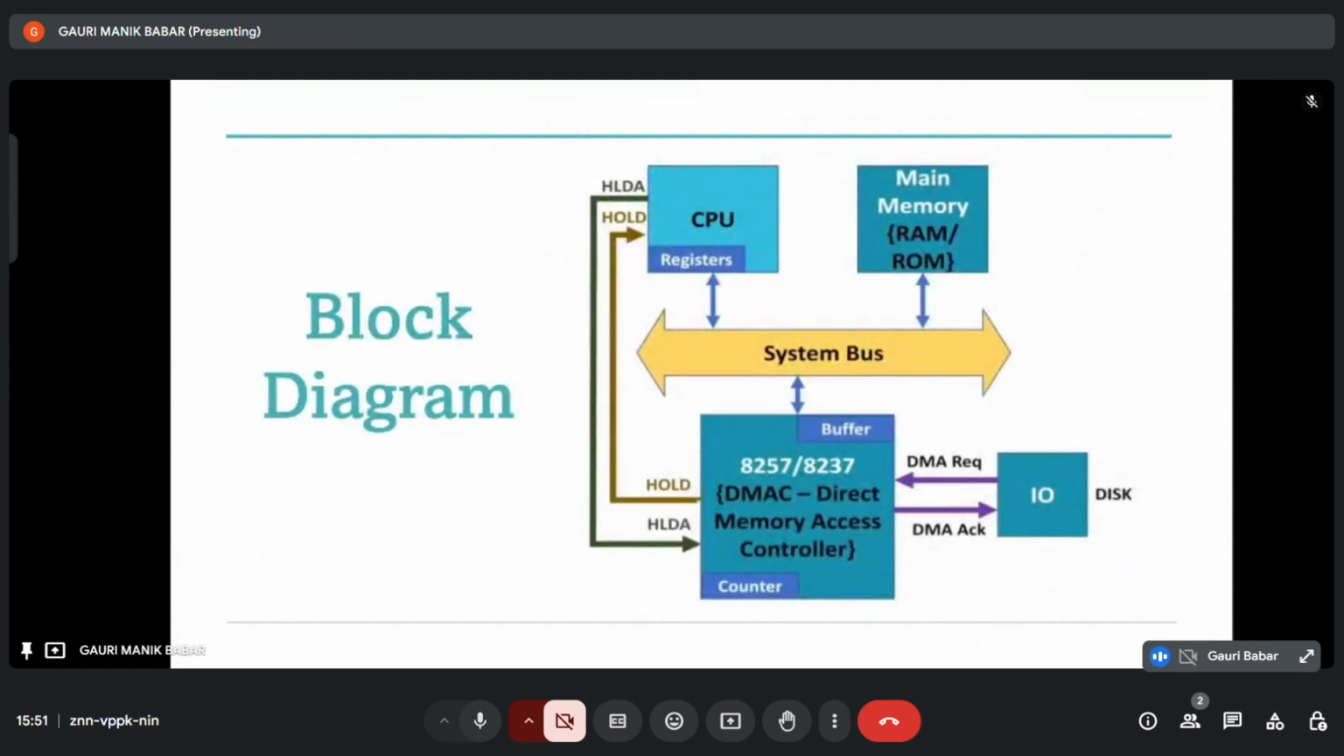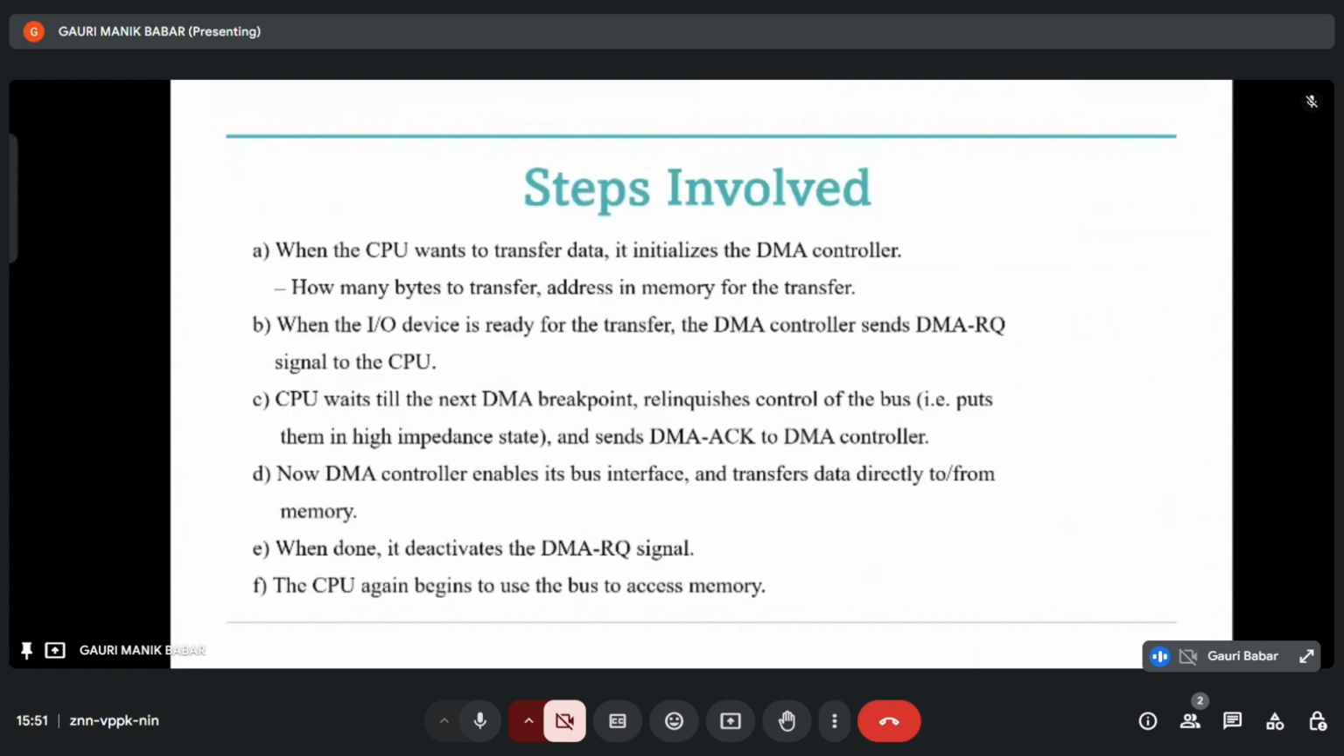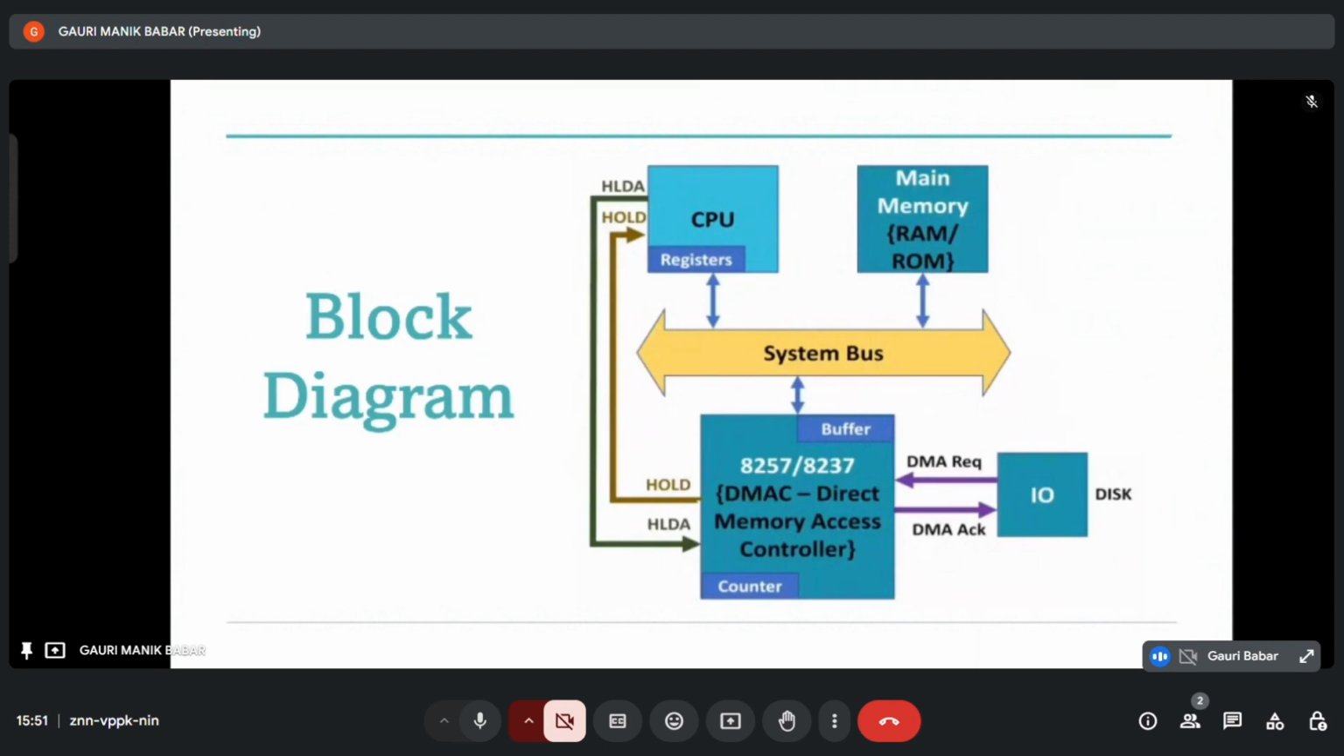So this is the basic block diagram of the DMA. It consists of CPU, main memory, direct memory access, and IO device. These are the basic steps involved in direct memory access. First, the CPU will generate an IO command. That command will be given to the direct memory access. So the direct memory access now knows the disk will have to transfer data to the main memory.